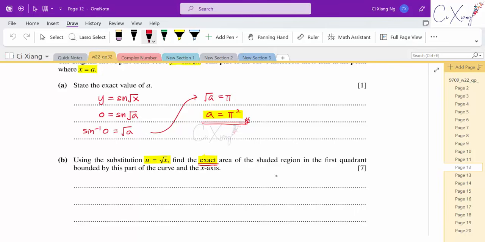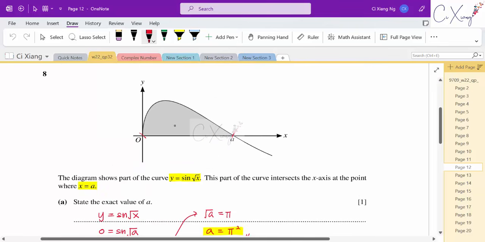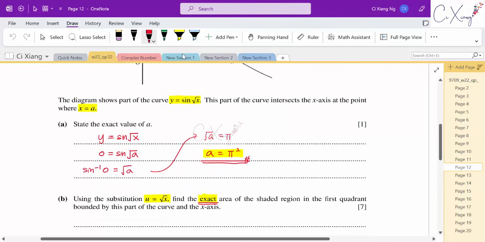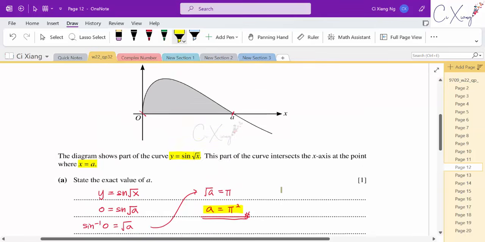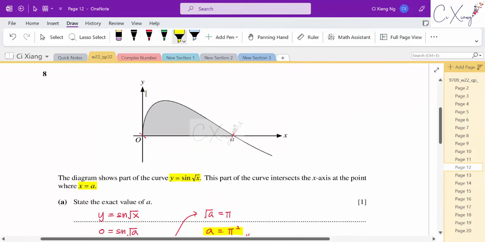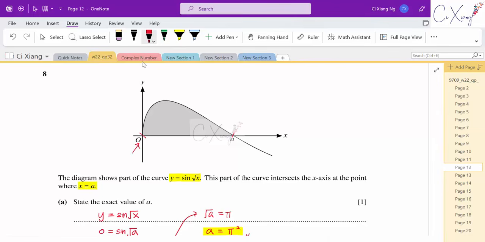So to get the area, basically we need to apply integration. And for this question, they already give us a very obvious hint where we have to use the substitution method for the integration. But before we use any substitution method, let's set up the formula to find out the area first. You can see that the area starts from 0 until pi squared, and it is bounded by the x-axis. Therefore, you integrate with respect to x.